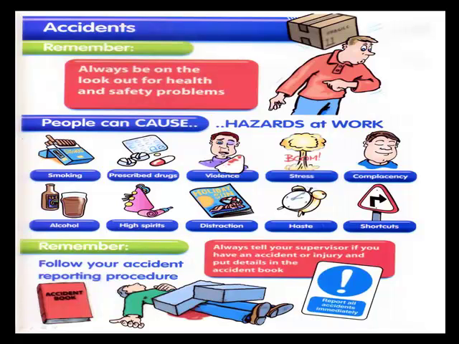or using shortcuts. Always follow your accident reporting procedure, and always tell your supervisor if you have an accident or injury and put details in the accident book. And that refers to all accidents regardless of triviality. Even if it's just a paper cut or a lost nail, put it in the accident book. Because if you don't, you haven't got any evidence that the accident happened, especially if something develops from that accident or from that injury later on.